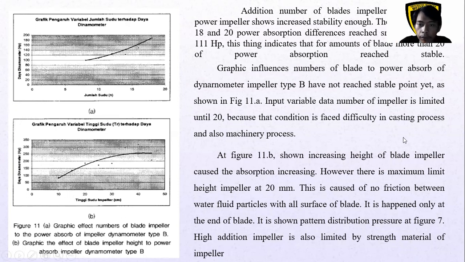In this figure 11, the input variable for the number of impeller blades is limited to 20 because that condition is difficult in the casting process and also the machining process. In figure 11b, increasing the height of the impeller blade causes the absorption to increase. However, there is a maximum impeller height limit of 20 millimeter. This is caused by there being no friction between the water fluid particles and the surface of the blade.